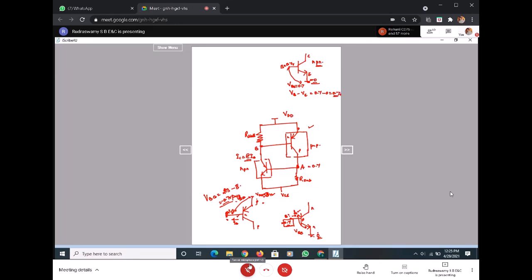Similarly, I just asked you people, if I have a PNP transistor, where the emitter is connected to VDD, this is my collector, this is my base, and this is what we mean by the base to emitter voltage.